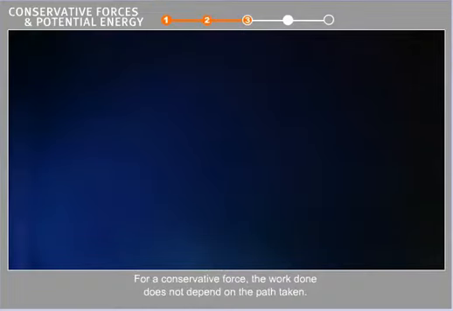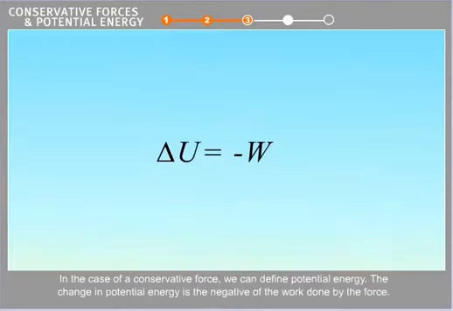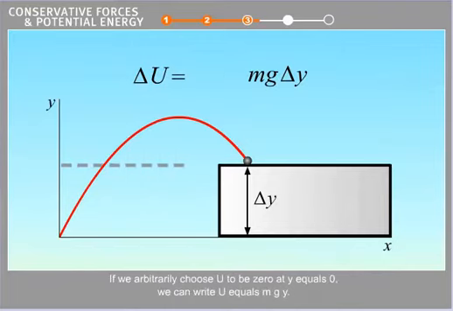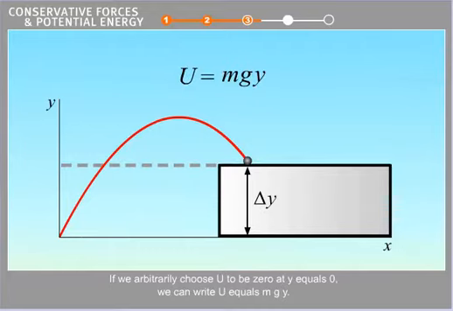For a conservative force, the work done does not depend on the path taken. In the case of a conservative force, we can define potential energy. The change in potential energy is the negative of the work done by the force. For gravity, change in the potential energy can therefore be written as mg delta y, where delta y is the change in height. If we arbitrarily choose U to be 0 at y equals 0, we can write U equals mgy.